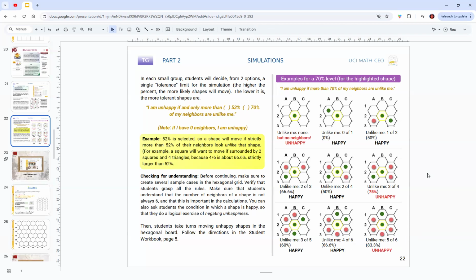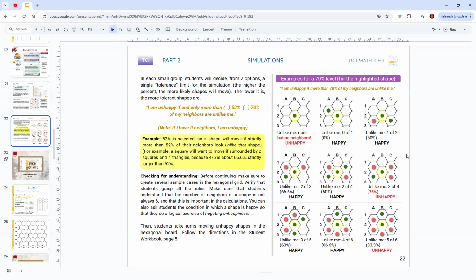Actually, 4 out of 5 is not in the picture, but that would also be a case where you would move because 4 out of 5 is 80%. So we didn't put it in these examples, but it would also be a case of being unhappy. And there are some other cases, such as 2 out of 2 here, and so on.